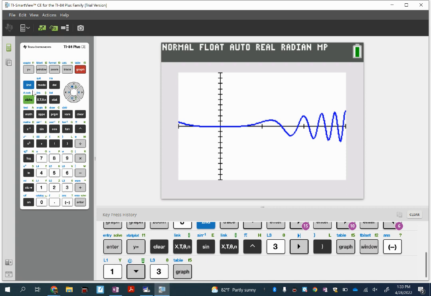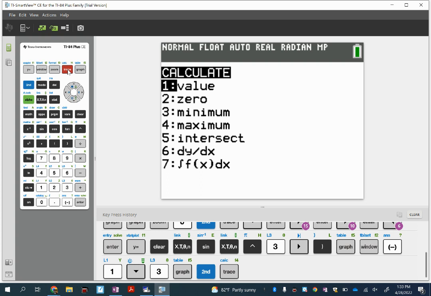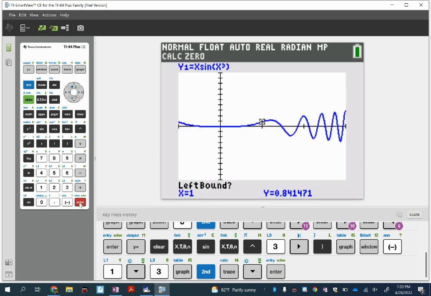Okay. Second trace, which is calculate. What are we trying to find? We're trying to find a 0. So number 2, hit enter. All right. Now remember, I want to go to the second one. So when it says the left bound, watch how far I go for the left bound here.